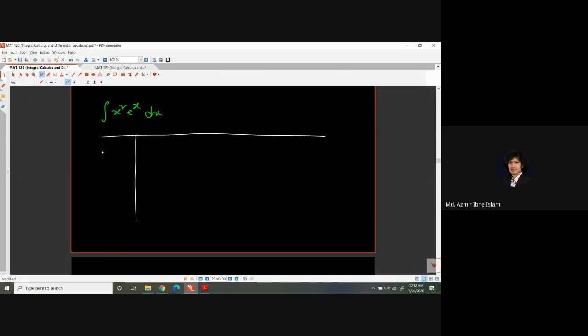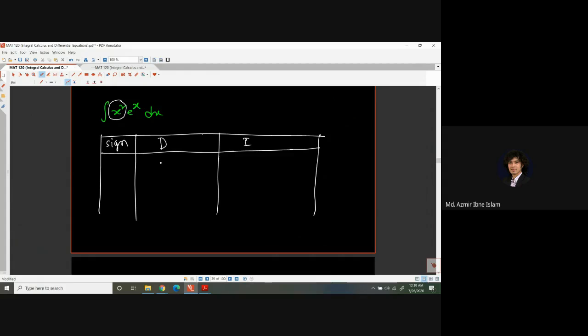So what we can do, we can make these columns. First column is for sign, second column is for differentiation. Instead of the word differentiation, I am writing d, and the last column is for integration. In short, I am writing I. Okay, in the differentiation column we have to place x squared, and the other part will be here, e to the power x, and the first part will start with sign plus.